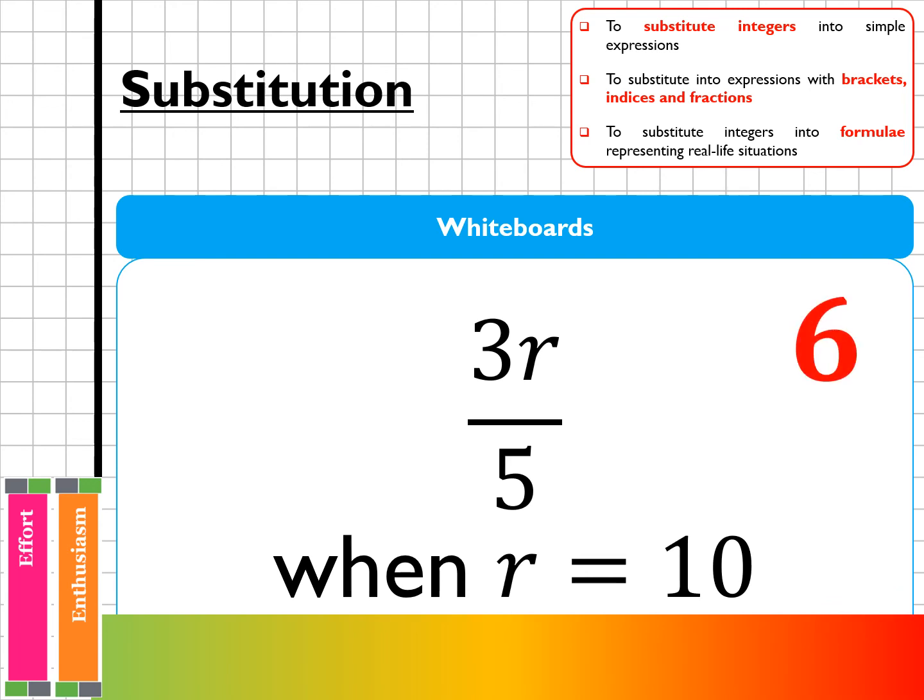For this question, there are again two steps I need to do. I first need to do 3 times 10 to deal with the 3r, which gives me 30. 30 divided by 5 is then 6.